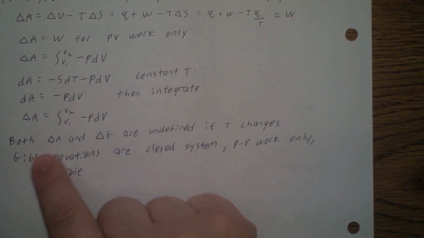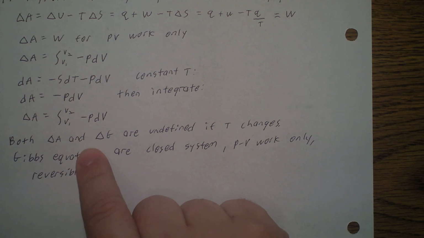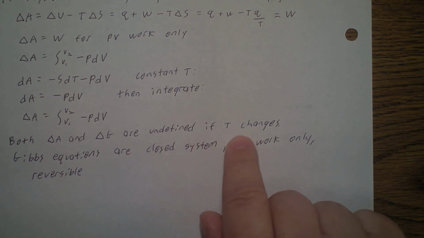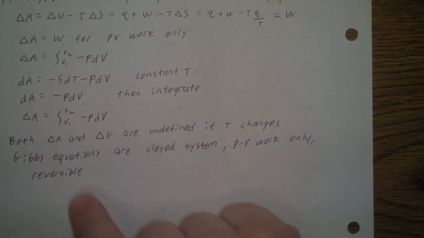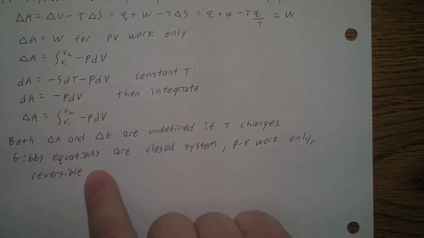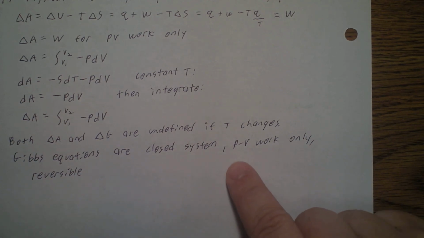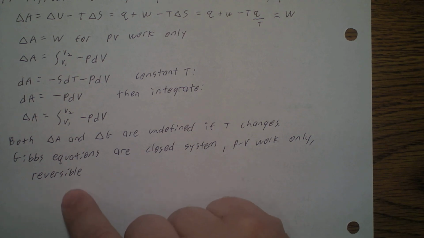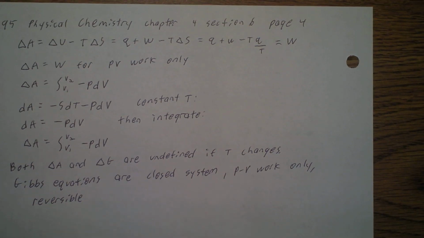The problem is, though, both the change in Helmholtz free energy and the change in the Gibbs free energy are undefined if the temperature changes. So the Gibbs equations, these all apply only to a closed system, pressure-volume work, a reversible process. And that's it for section 6.